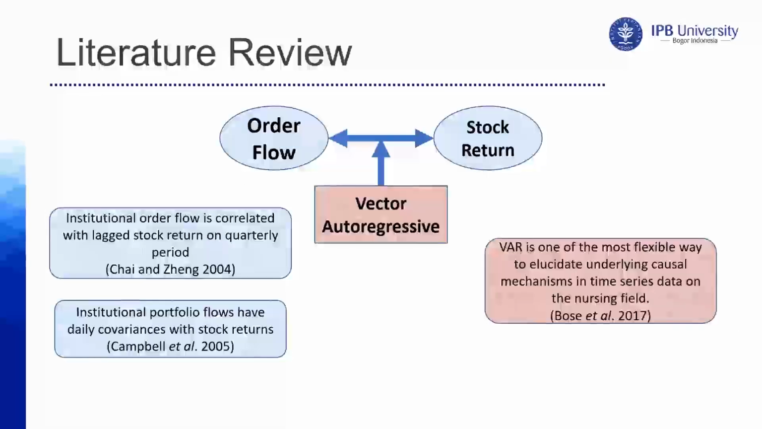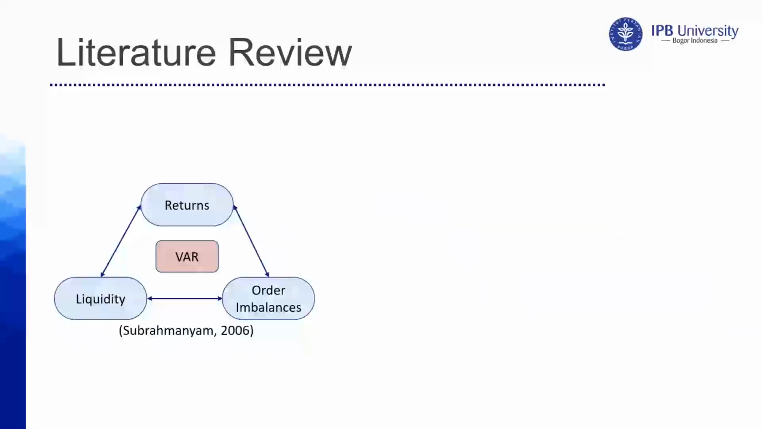Based on previous research, a statistical method that is often used for this case is vector autoregressive, or VAR. It is often used for its flexibility in terms of free parameters. Bose et al. 2017 applied VAR to elucidate underlying causal mechanisms in time series for nursing research. And then Subramaniam in 2006 used VAR to explore intertemporal associations between market liquidity, returns, and order imbalance. The overall conclusion is that there are persistent cause effects on those variables.